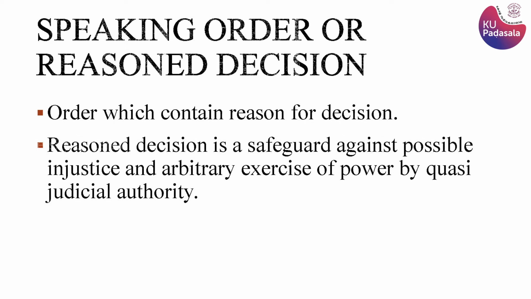When you take a court judgment, the judgment consists of two parts, that is ratio decidendi and obiter dictum, the ratio being the reason for the decision. Similarly, in case of a quasi judicial authority, when they issue an order, that order should be crystal clear. What is the reason for that order? It should be mentioned in that order. It should not be a vague one. There should be a reason.